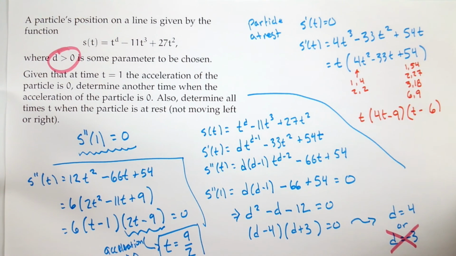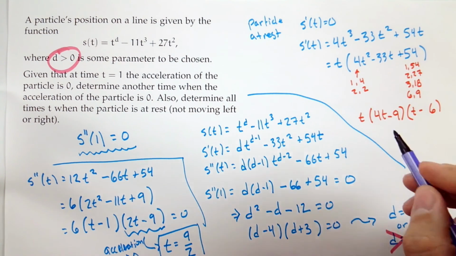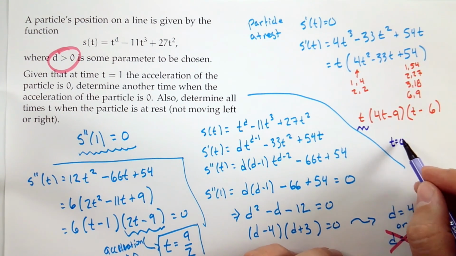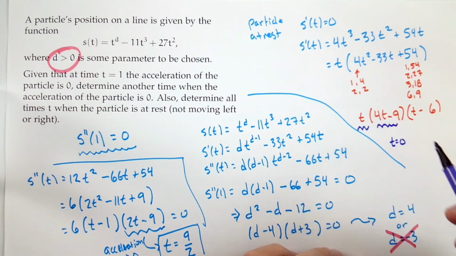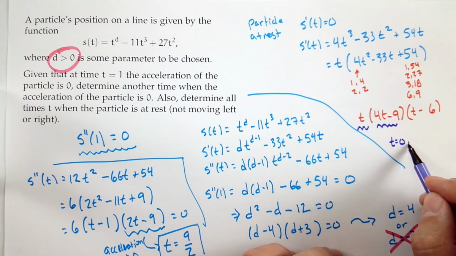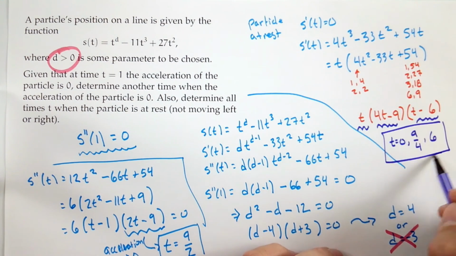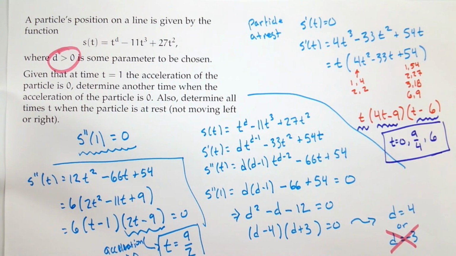And now we say, well, when does this equal 0? Well, now we can list each individual piece. There's at time equals 0. Then there's when 4t minus 9 equals 0, which would be 9 over 4. And when t minus 6 equals 0, which would be at 6. 0, 9/4, and 6. Wow, good. We actually found the answer.